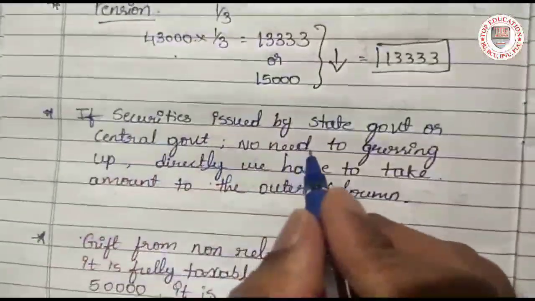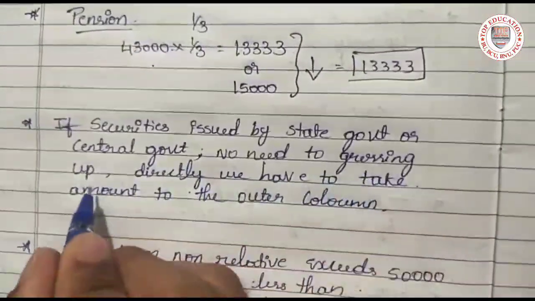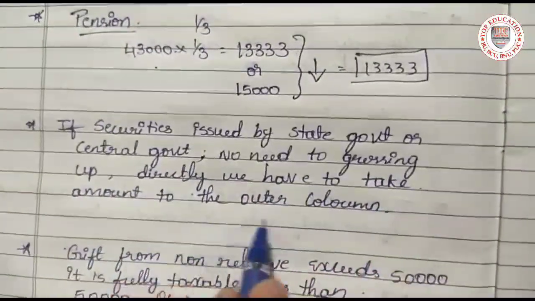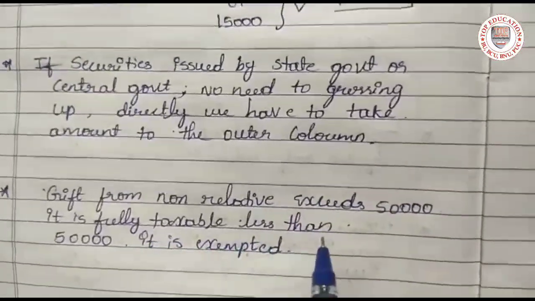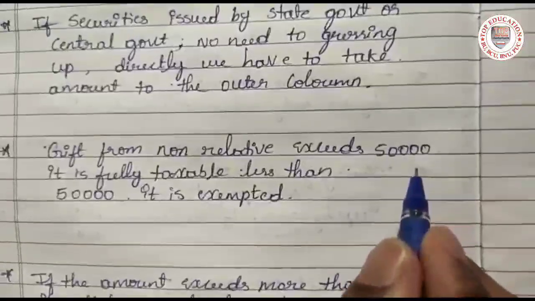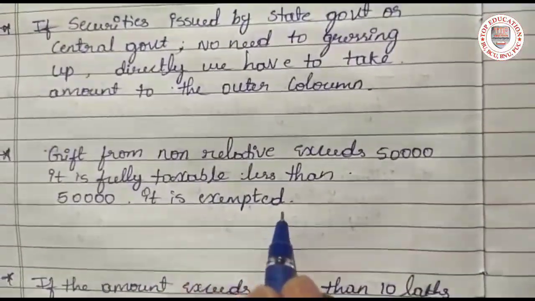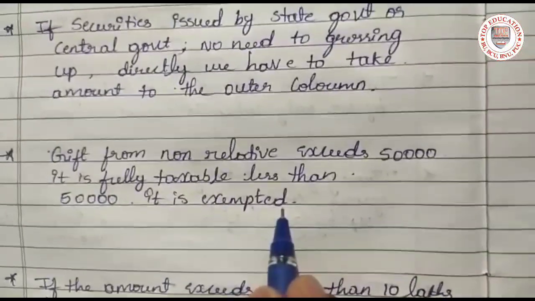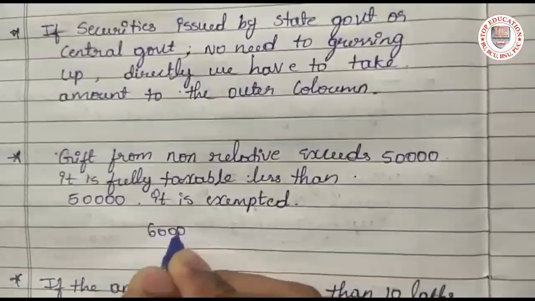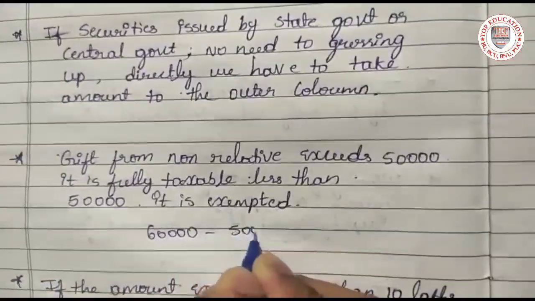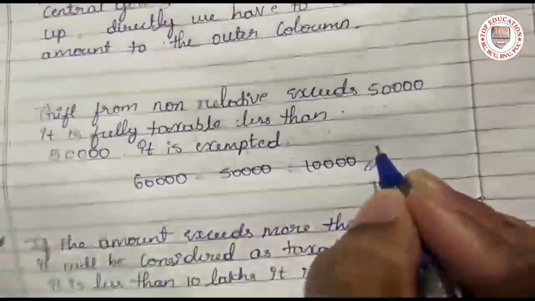Next, if securities are issued by state government or central government, then no need for grossing up. Directly we have to take the amount to the outer column. Okay, the next point is gift from non-relative exceeds rupees 50,000, it is fully taxable. Less than 50,000, it is exempted. For example, in the question, if they give the gift as 60,000, then you have to deduct the 50,000 as it is exempted, and the remaining 10,000 you should charge for the outer column.